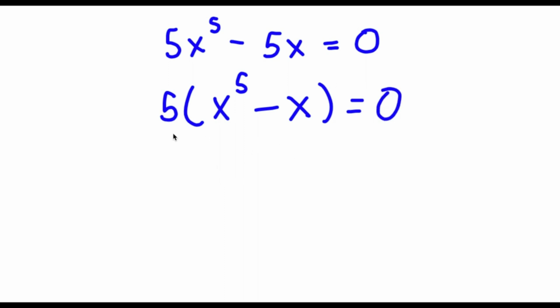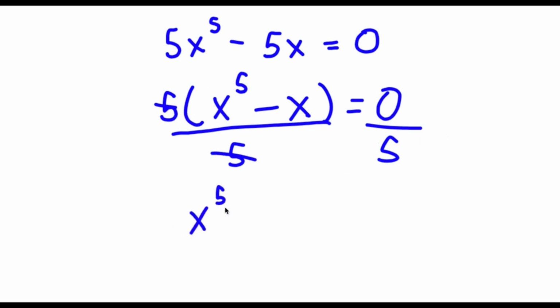Now I'm going to divide both sides by 5. This way, we can simply get rid of this 5, and it would be much easier to solve this equation. So now, these 5's are both going to cancel out, and 0 divided by 5 is simply 0. So now I'm left with x to the power of 5 minus x is equal to 0.